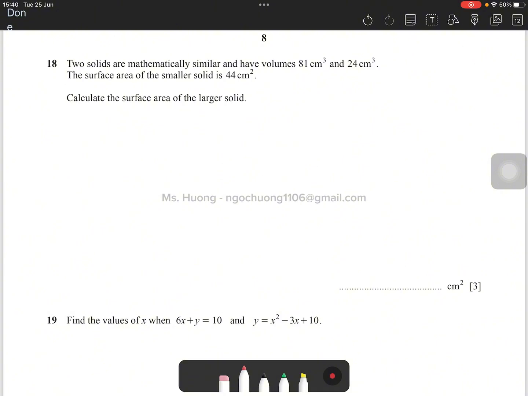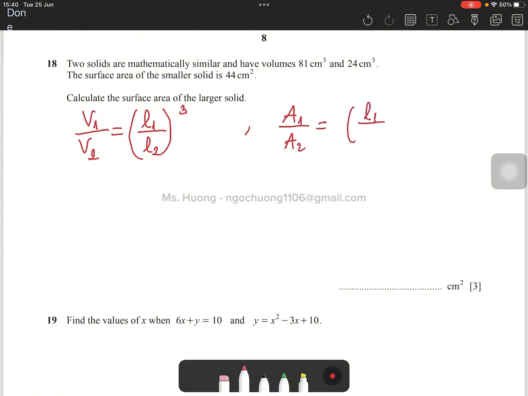Question 18. Two solids are mathematically similar and have volumes 81 centimeters cubed and 24 centimeters cubed. You know, the ratio of volumes is the cube of the ratio of lengths, and the ratio of areas is equal to the square of the ratio of lengths. So in this case, V1 over V2 is 81 over 24, which equals L1 over L2 cubed.